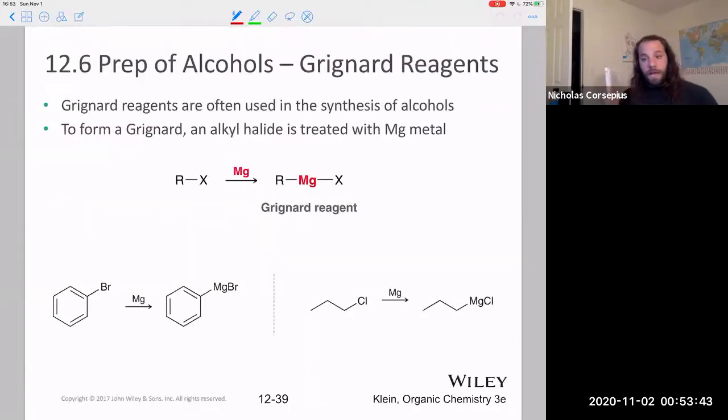All right, so now we have one last method of preparing alcohols, and this is actually a really important one. This is using what's called a Grignard reagent. I know it's spelled Grignard, but it's pronounced Grignard. So what is a Grignard reagent?